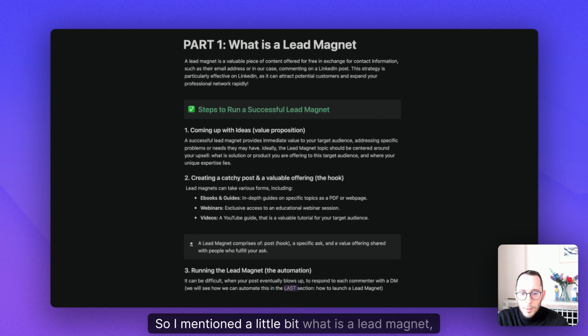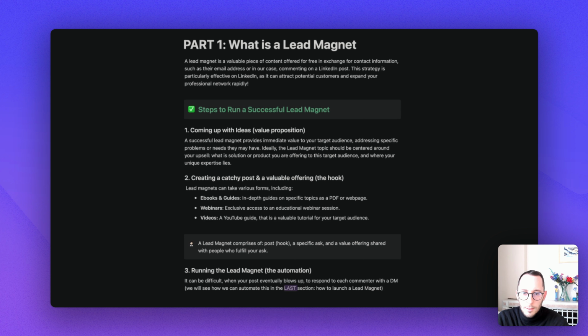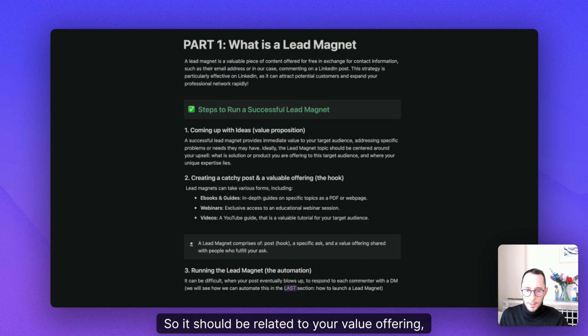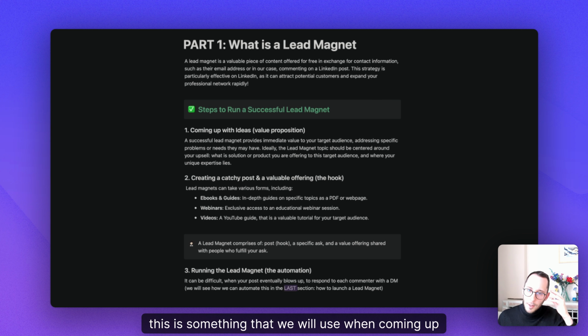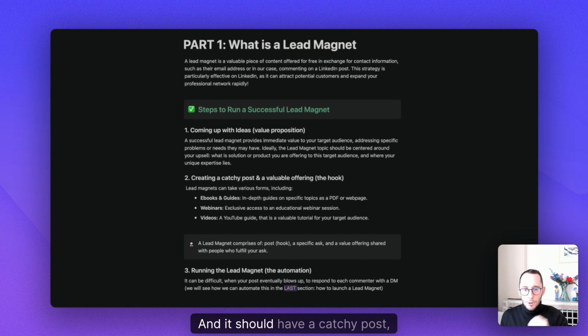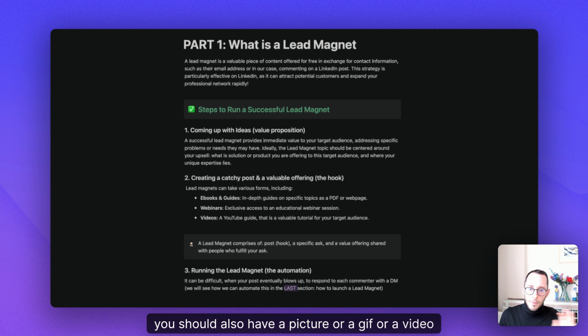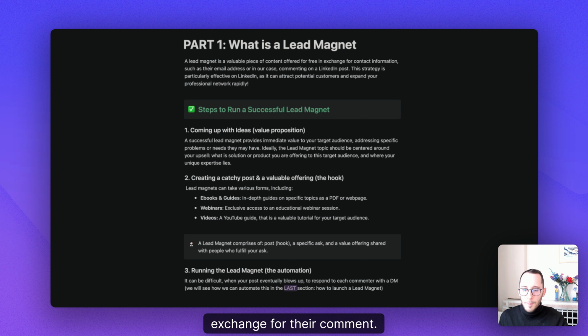I mentioned a little bit what a lead magnet is, but how do you come up with ideas for one? Ideally, a lead magnet should hit on multiple facets. It should be related to your value offering: what is my business and what is the value proposition of my business or service? This is something we will use when coming up with ideas. It should have a catchy post and a valuable offering, which is the hook. Ideally, it should also have a picture, GIF, or video that shows the value that people will receive in exchange for their comment.